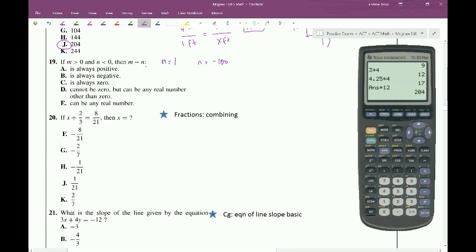M minus n is what? So 1 minus negative 100, it's always going to be positive, right? Because if you're taking the negative of n, and n is already negative, that means it's going to become positive. So this part is positive, and m is already positive, so you're combining two positive numbers.